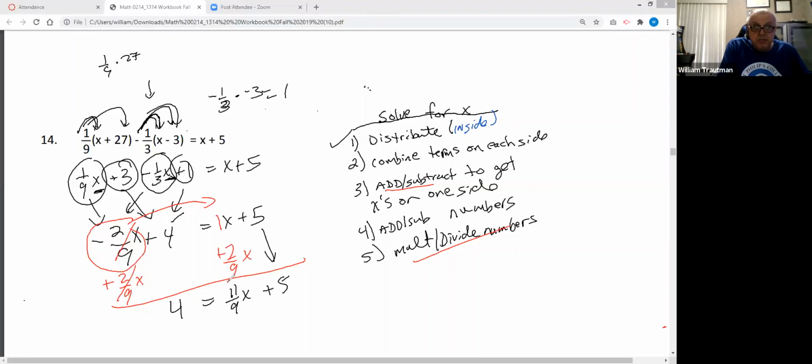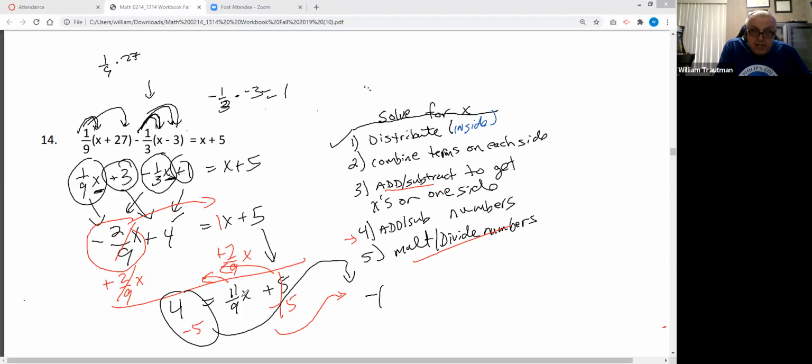I'm going to get the 11 to the other side and the 5, but step 4 says you have to take the add and subtract the 5 to the other side first. Minus 5, minus 5. Sorry, I'm running out of room. 4 minus 5 is a negative 1. And negative 1 equals 11 over 9x.